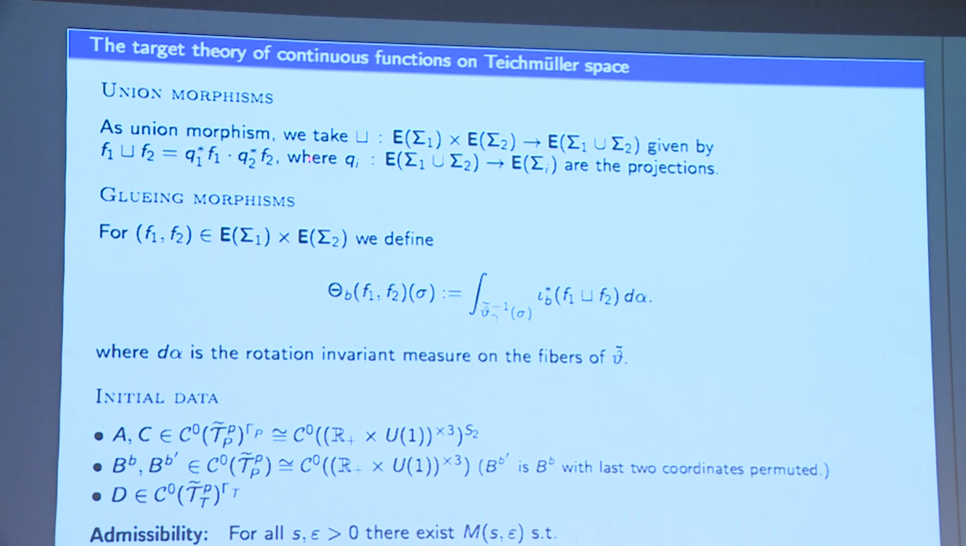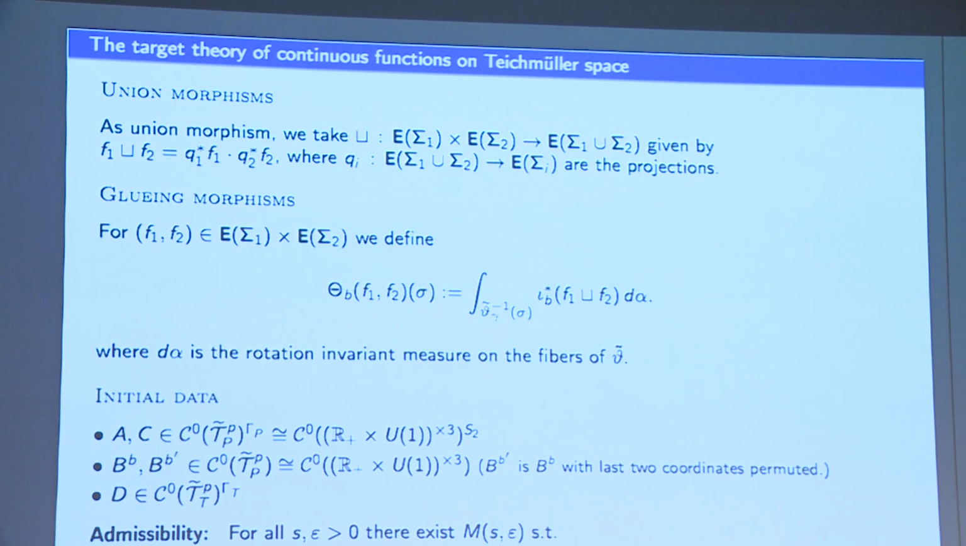Now, the gluing morphism is similarly simple. What you do is first you take the disjoint union, so you get the Teichmüller space of the disjoint union. Then you look at this inclusion map, which is just the set where the boundaries that I want to glue have the same length. That's a subvariety, so you just look at the inclusion of that, and you pull back the functions to there. And now you are on the circle fibration, or sorry, I keep saying circle fibration, I mean torus fibration, because you might glue on more boundary components than one. And so you have this torus fibration, and you simply integrate with respect to the rotation invariant measure on each of the fibers of this map. So that's the gluing morphism. Everything is very explicit and simple.